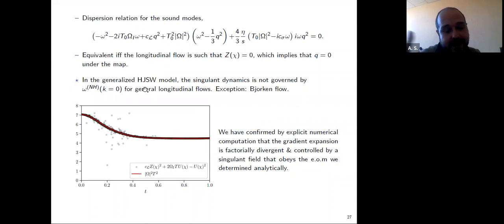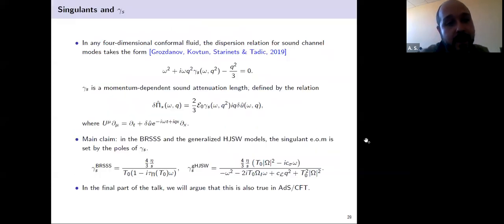Well, this is the last example in which we actually managed to compute numerically the gradient expansion, extract the singulants by the procedure that I mentioned. Well, by a procedure related to the one that I mentioned, to be technically correct, and to check that the singulant equation of motion that we predicted analytically is actually representing correctly the large-order behavior of the gradient expansion that we computed explicitly.